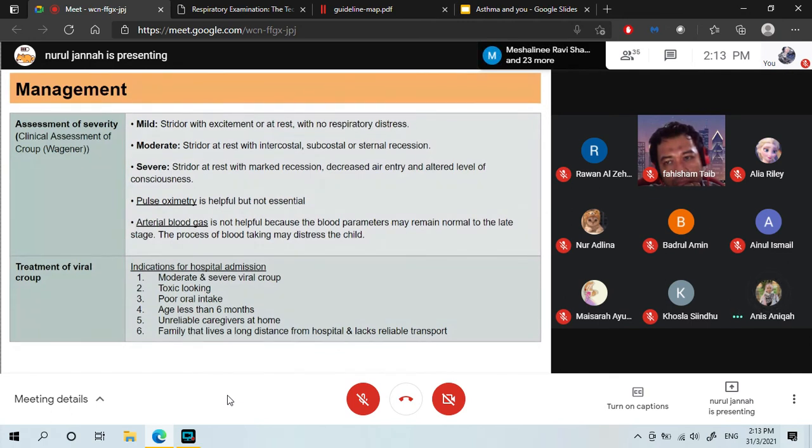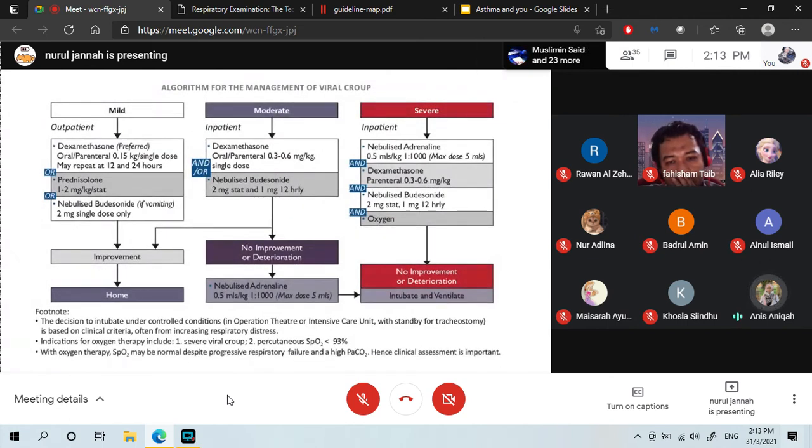Okay, next. This is the flow of what medications we can give to the patient. So our patient just now has moderate croup, so we need to give dexamethasone or nebulized budesonide because this patient is tachypneic. Dexamethasone and budesonide are corticosteroid therapy. This is the dosage, you can read later on. But if improved, can go home, but if no improvement or deteriorating, we can also give nebulized adrenaline at this dosage.